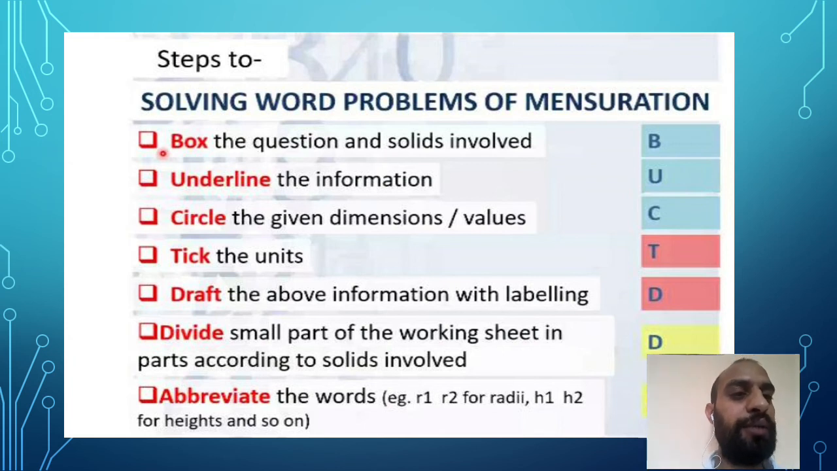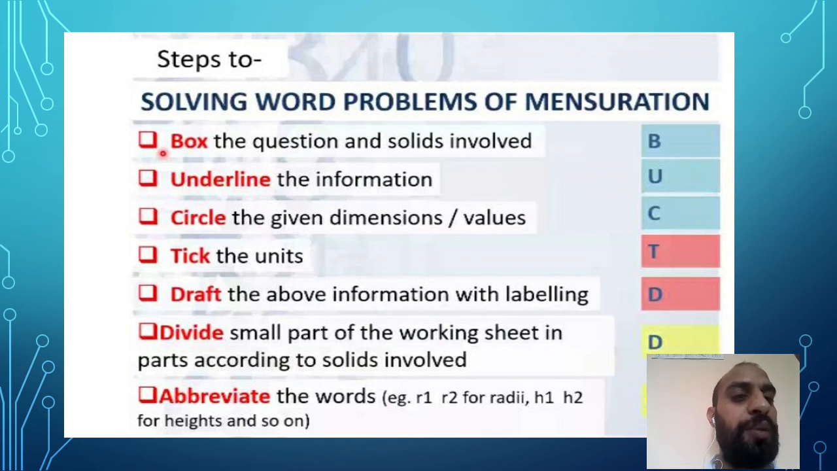Mostly students face problems in this category. Keep these steps in your mind. First, box the equation and the solid involved. Sometimes it is written rectangle or square, so draw the diagram as well as what is given to you. Find volume, area, age, whatever is given, box that question. Underline the information given to you. Encircle the dimensions and values.